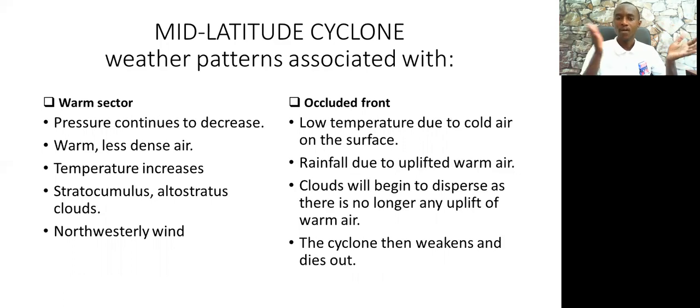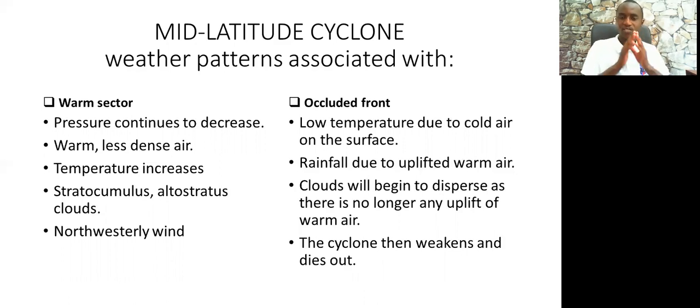Then there is warm, less dense air, and nothing is lifting this warm air. So you find stratocumulus and altostratus clouds that bring no rainfall because nothing lifts the warm air. The warm air is just on the ground. And you've got this current, northwesterly wind, occluded front.